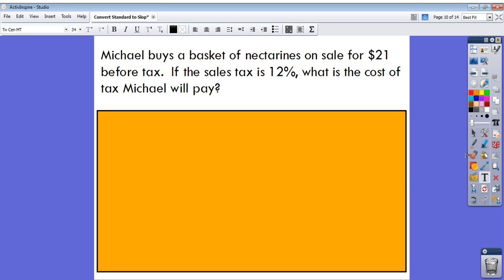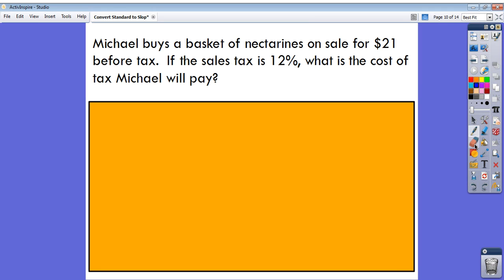Most of these problems are going to have more than one step, so it's important to read really carefully and figure out exactly what you know and exactly what you're looking for. What I'm looking for is the cost of the tax that Michael will pay. I want to know how much tax he is going to pay. So let's read again. Michael buys a basket of nectarines on sale for $21 before tax, so the base cost is $21. If the sales tax is 12%, what is the cost of the tax Michael will pay?